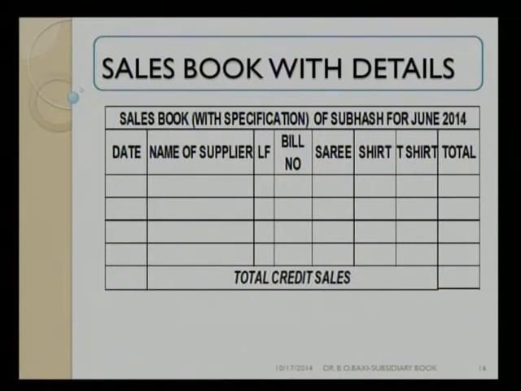Now in that case you have to prepare this sales book or any other book in detail, with a separate column of product. Product-wise or specification-wise sales book or subsidiary book is prepared. Here I have given an example of a trader who is dealing with ready-made garments, or clothes, and he is selling sari, shirt and t-shirt.